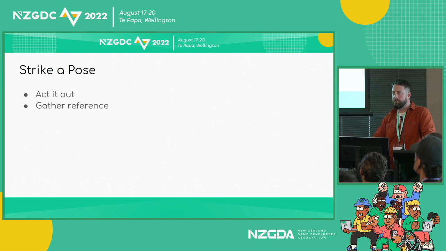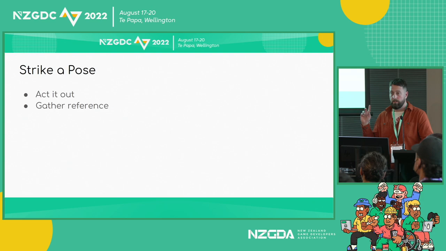Gathering references is another incredibly important thing. Gathering references doesn't just mean getting a lot of pictures and putting them in a board and then not really knowing what to do with them. Gathering reference is one of those things where you need to be critical about what you actually want to do with the thing, what tells the story about what you're actually doing.